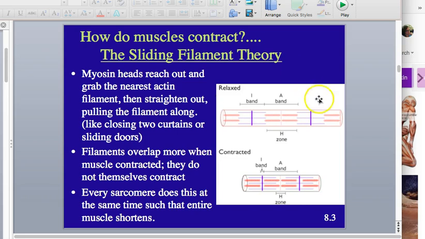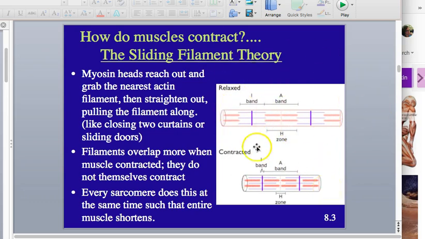Okay, so what's happening? The overall action here is that you have this sarcomere going from one band to another, one side of the band to another. When the myosin heads, which is this part, reach out, they grab the actin, and then they pull them together, kind of like sliding glass doors, or like curtains, and they pull together, and the whole thing contracts. Now that's happening at each point, so all the sarcomeres do this at the same time.